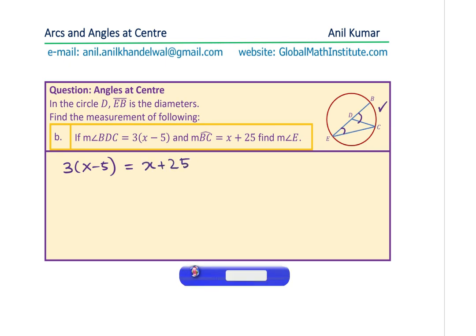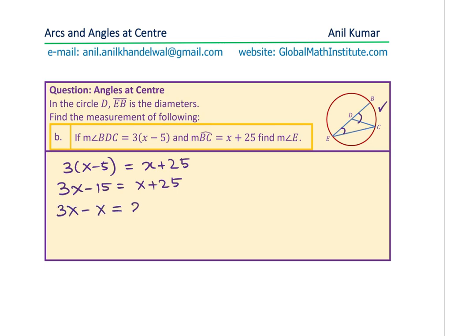Is that point clear to you? So the angle and the arc, their measurements are exactly same. So from here we can find the value of x. Let's open the bracket. So we have 3x minus 15 equals x plus 25. Bringing them together, we have 3x minus x equals 25 plus 15. So we have 2x equals 40, or x is equal to 40 divided by 2. So we have x as equal to 20.